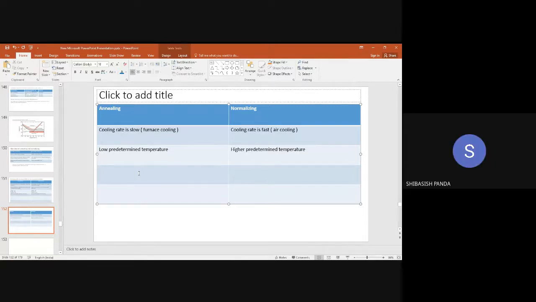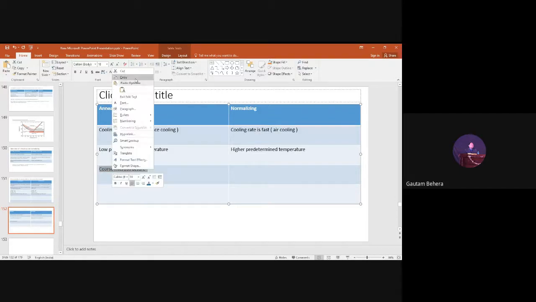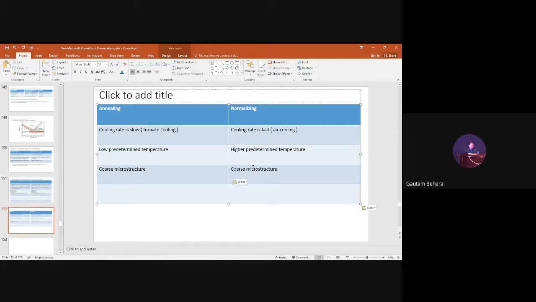Coarser product and finer product. Yes, coarse microstructure. You should say microstructure, better. Product is not a good term. And here we have fine. Anything else?